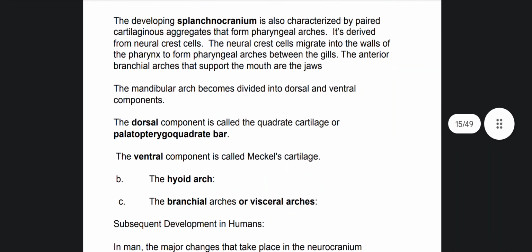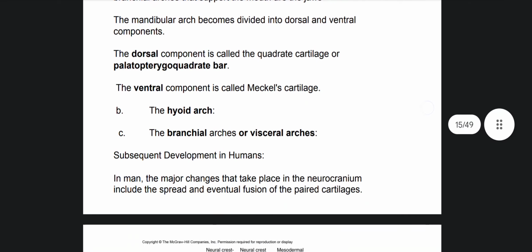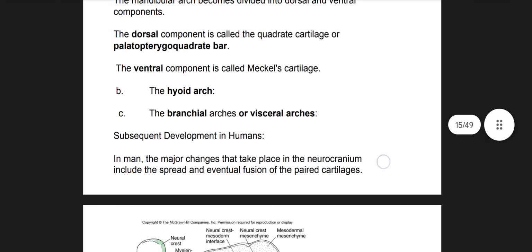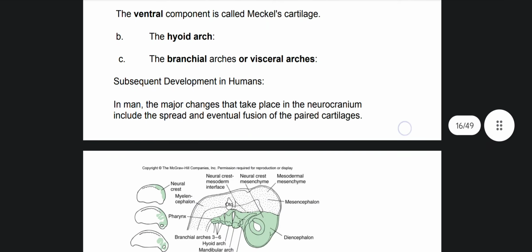The developing splanchnocranium is also characterized by a pair of cartilaginous aggregates that form pharyngeal arches. It is derived from neural crest cells. The neural crest cells migrate into the walls of the pharynx to form the pharyngeal arches between the gills. The anterior branchial arches that support the mouth are the jaws. The mandibular arch becomes divided into dorsal and ventral components. The dorsal component is called the quadrate cartilage or palatopterygoquadrate bar, and the ventral component is called Meckel's cartilage, in which the hyoid arch and branchial arches are involved.